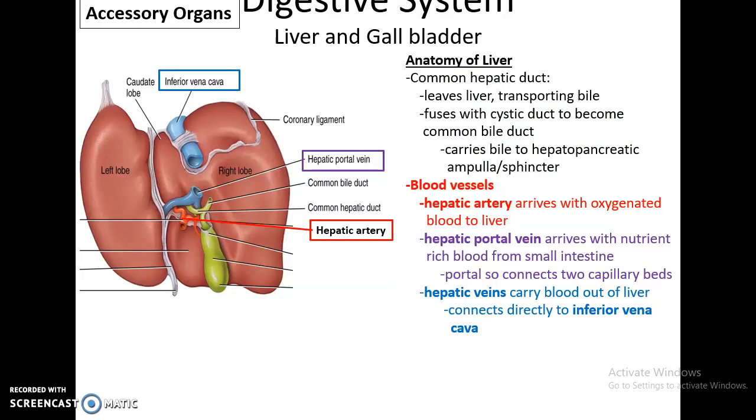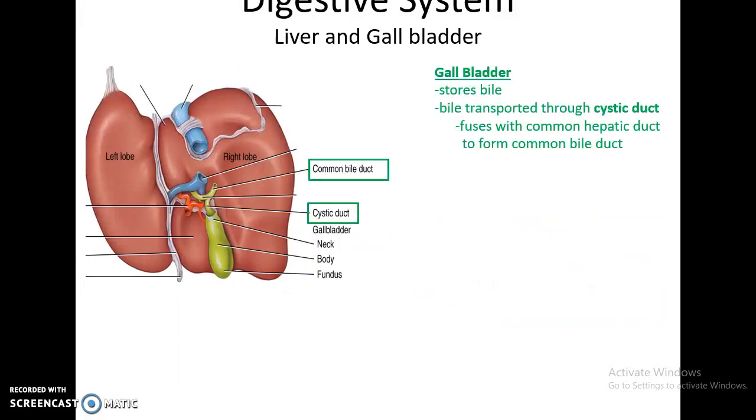There are lots of blood vessels associated with the liver. There's the hepatic artery, which arrives with oxygenated blood. There's a hepatic portal vein, which comes from the small intestine carrying blood rich in nutrients. And again, since this hepatic portal vein is connecting two sets of capillaries, that's why it's called a portal vein. And then finally, there's the hepatic vein, which takes the blood from the liver into the inferior vena cava.